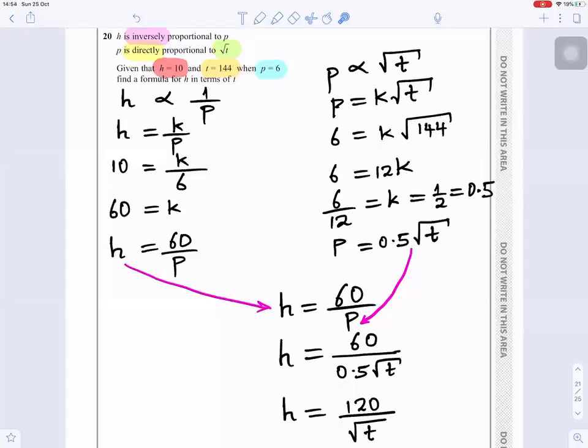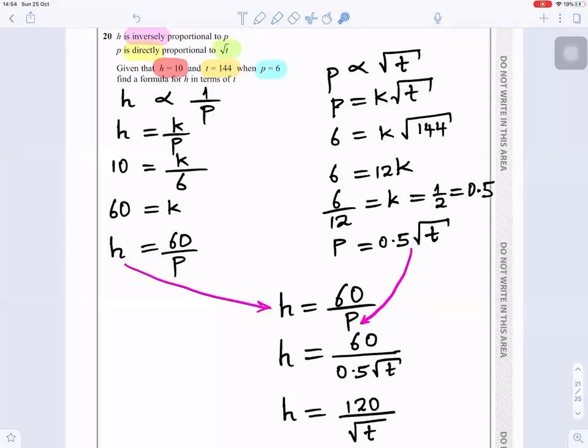Question number 20. H is inversely proportional to P. P is directly proportional to the square root of T. Given that H equals 10 and T equals 144 when P equals 6, find a formula for H in terms of T.